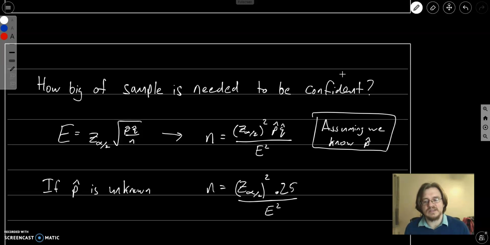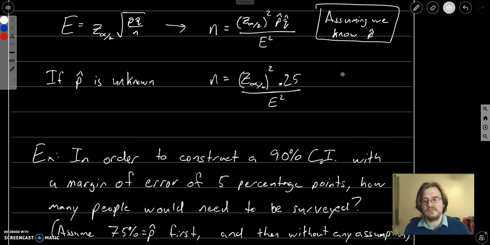Or, worst case scenario, if we don't have any idea what p hat is, we can always use 0.25 instead of p hat times q hat. 0.25 is essentially the biggest possible value, so we're hedging our bets so that we'll take a big enough sample size. So let's apply these formulas.